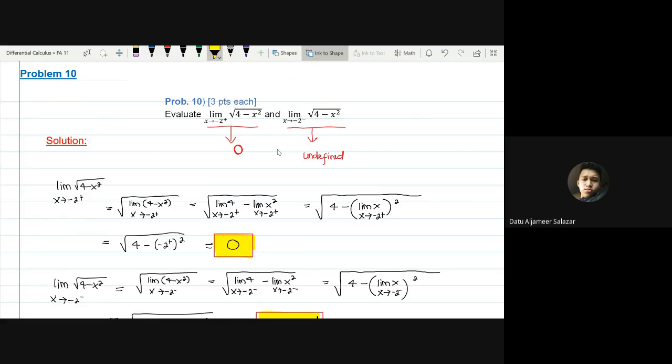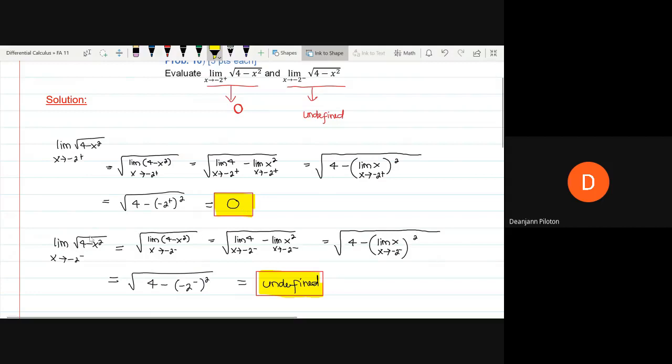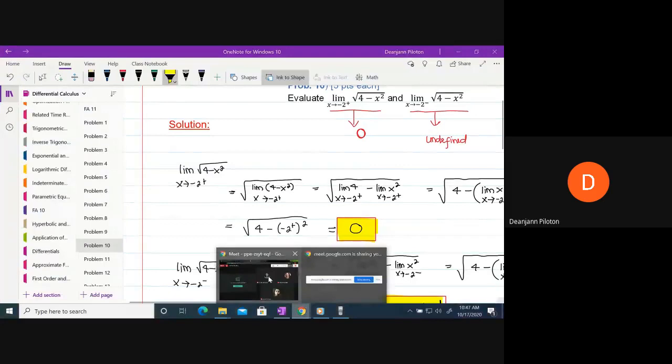Pero meron, sir, dun sa Kani siya is undefined din siya as kung tayo i-graph ni mo ni siya. Tapos kung tanawon ni mo ang portion na nasa left side from x sa negative 2, wala kay makita na portion. Example, i-try na to graph ha. Atong ipakita na ako sa inyo sa graphing calculator.